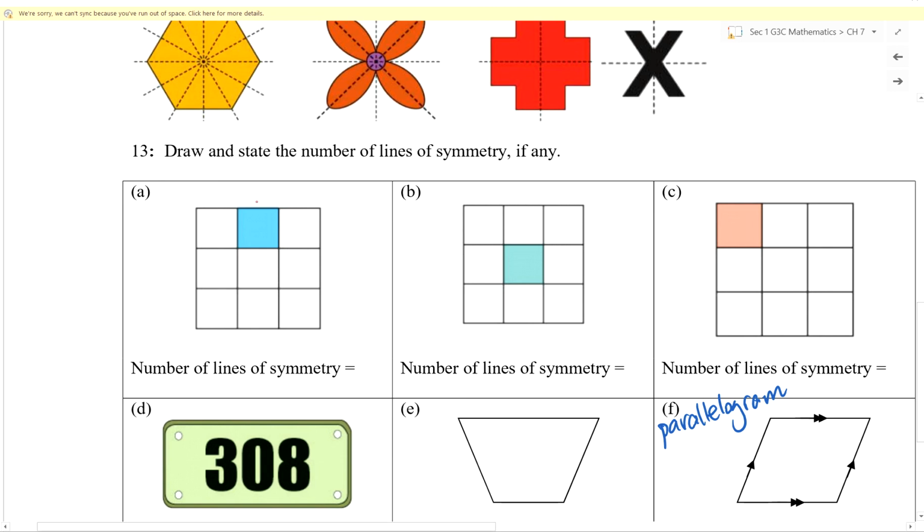I can see that there is one line of symmetry over here, so use a dotted line. Besides this vertical line, is there any other line of symmetry for this figure? Any more? No more, that's all. This is just one. What about part B? Can you please try?